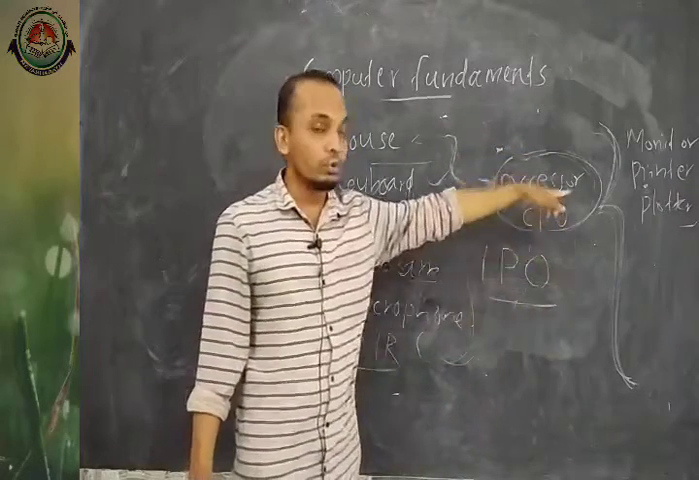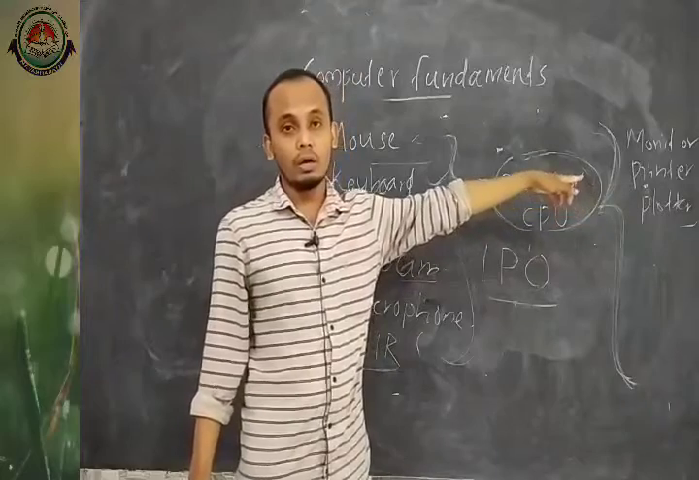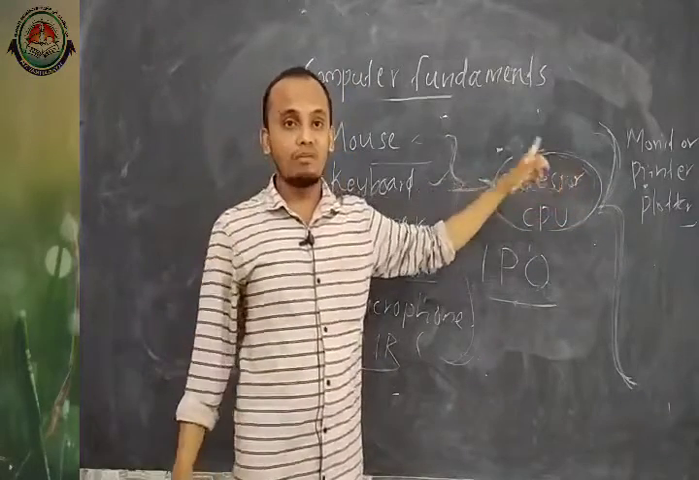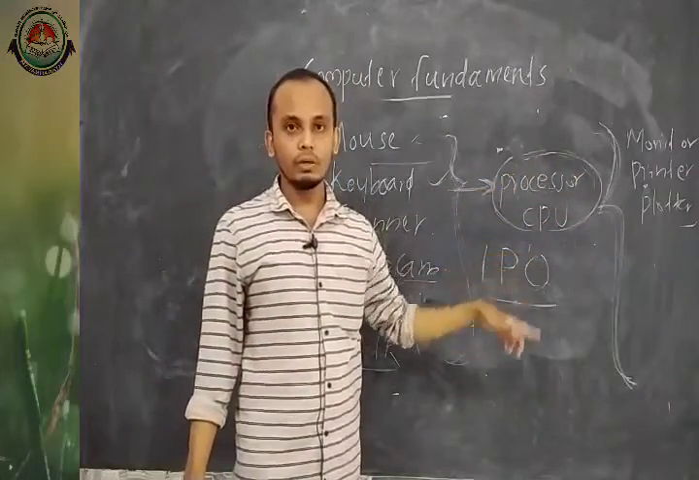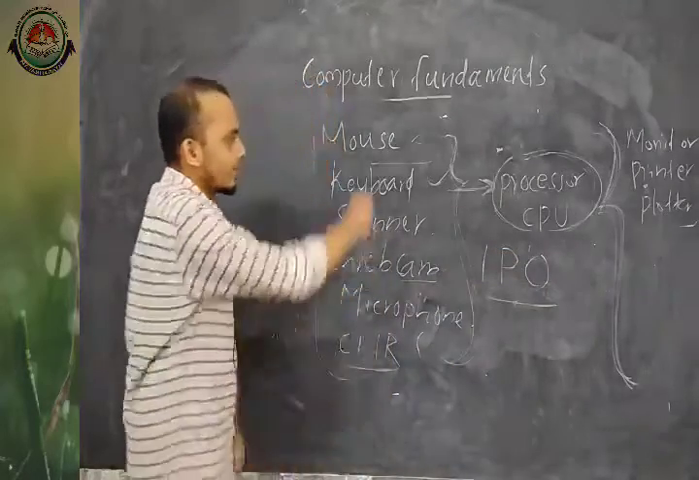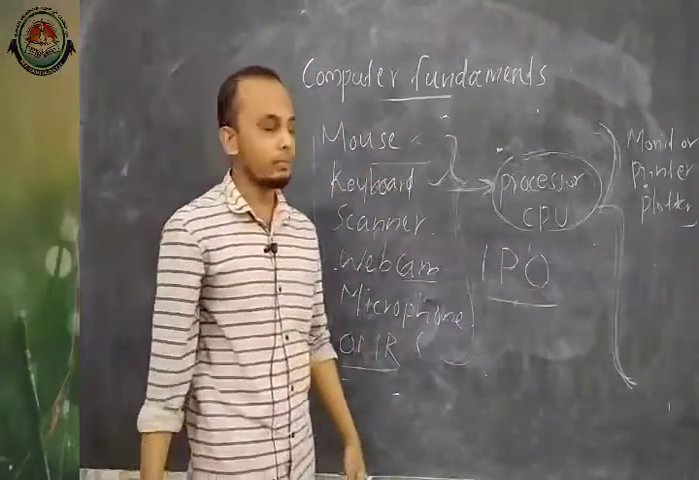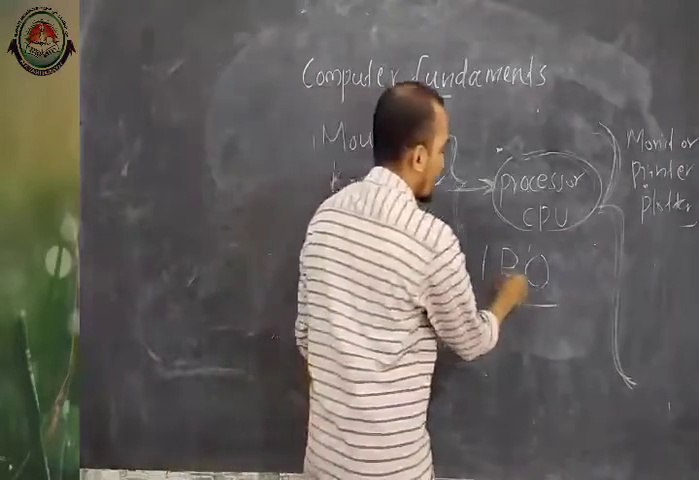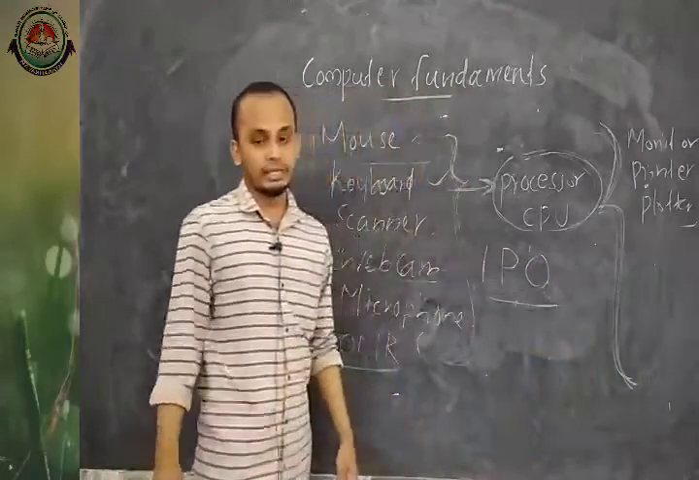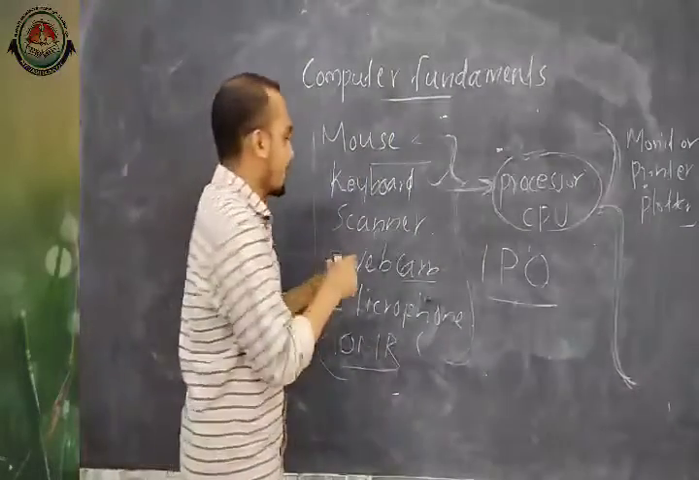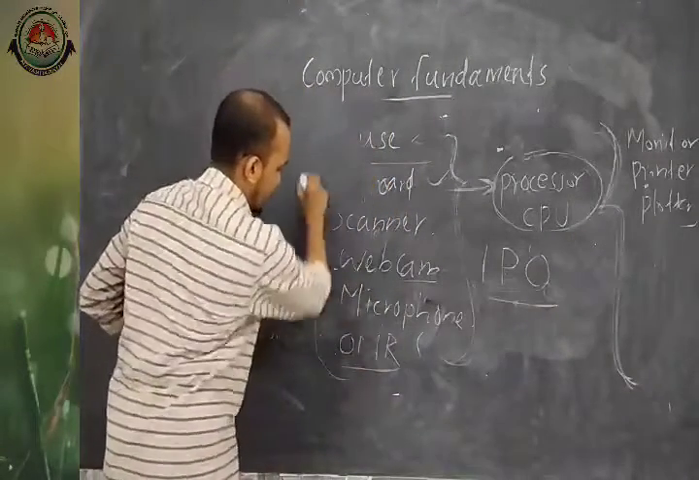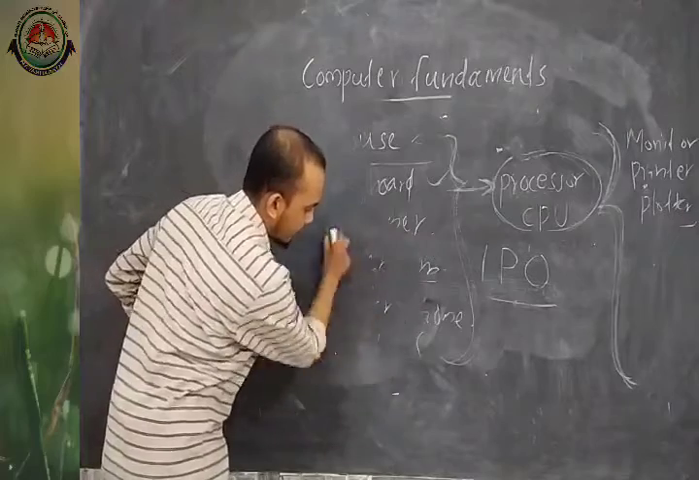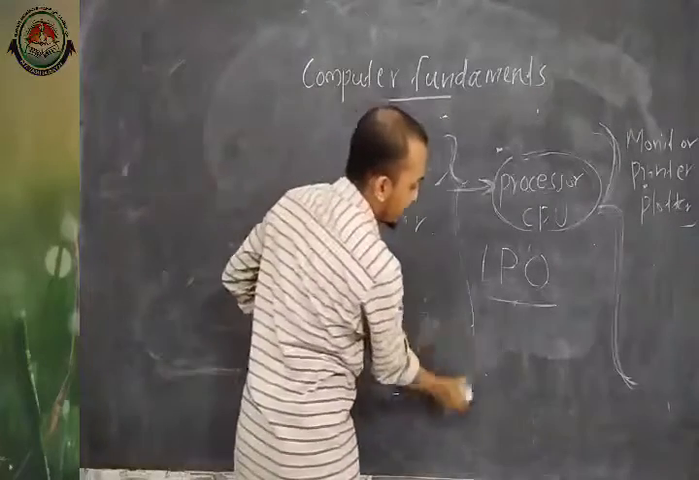Okay, plotter is used for what? For drawing graphics. Okay, then these are the main steps. This is called IPO cycle: input, process, output cycle. Then did you see CPU?